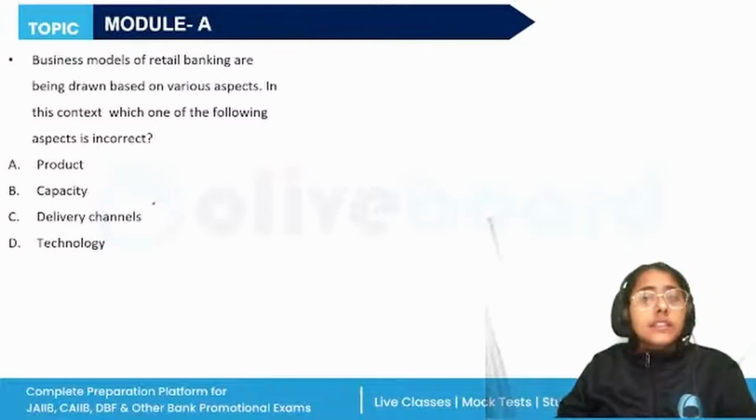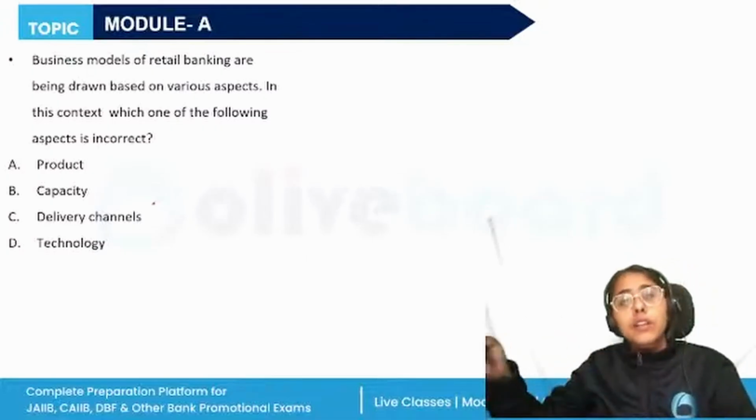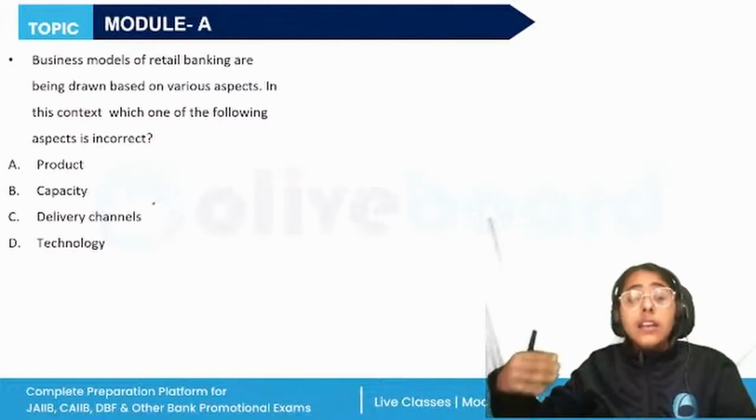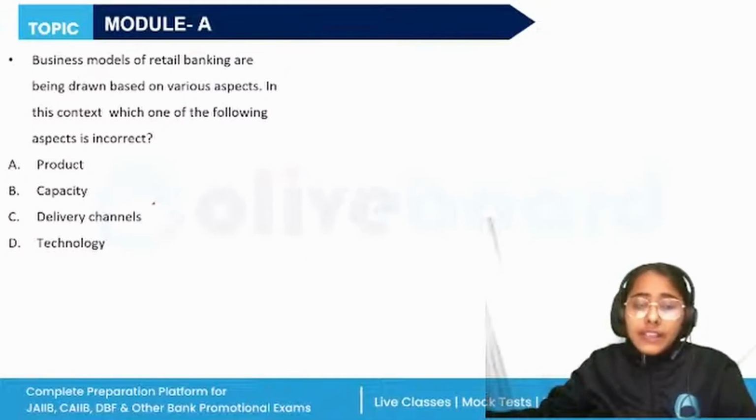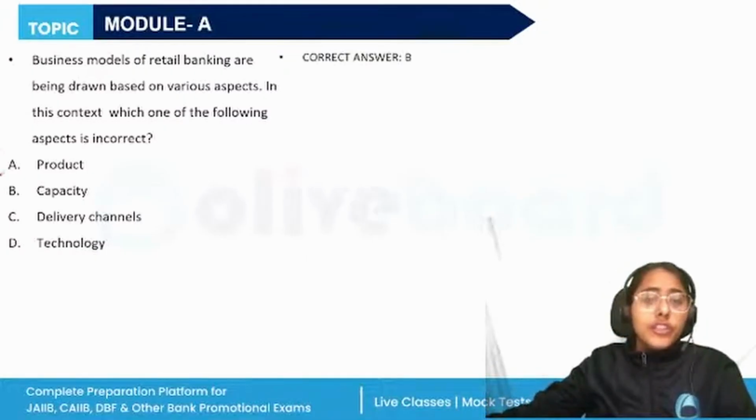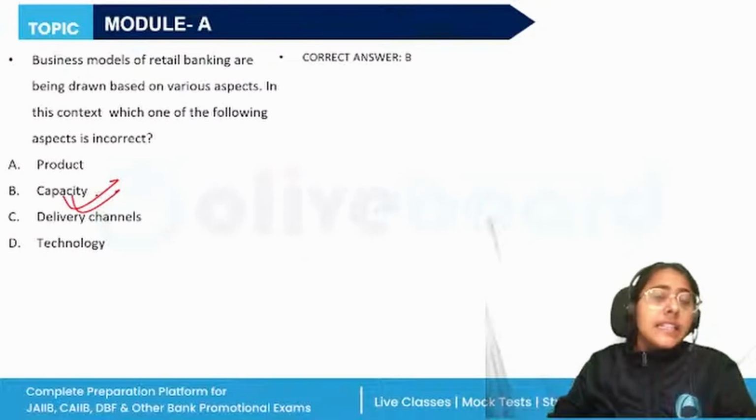We know that the retail banking segment has multiple products, multiple customers, and multiple delivery channels. So, product is there, delivery channels is there, and definitely retail banking depends on the latest technology, the digitization. So, we can clearly say that the correct answer is option B. Capacity is not an aspect for the business model of retail banking.